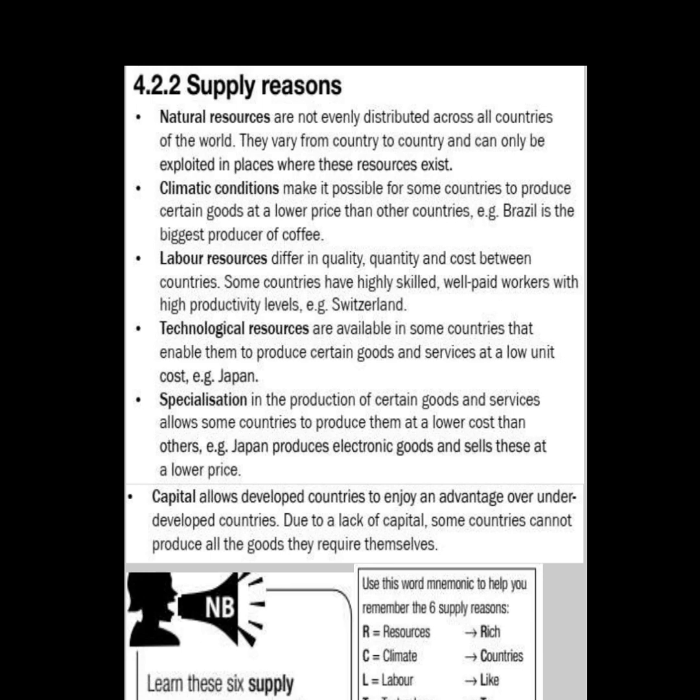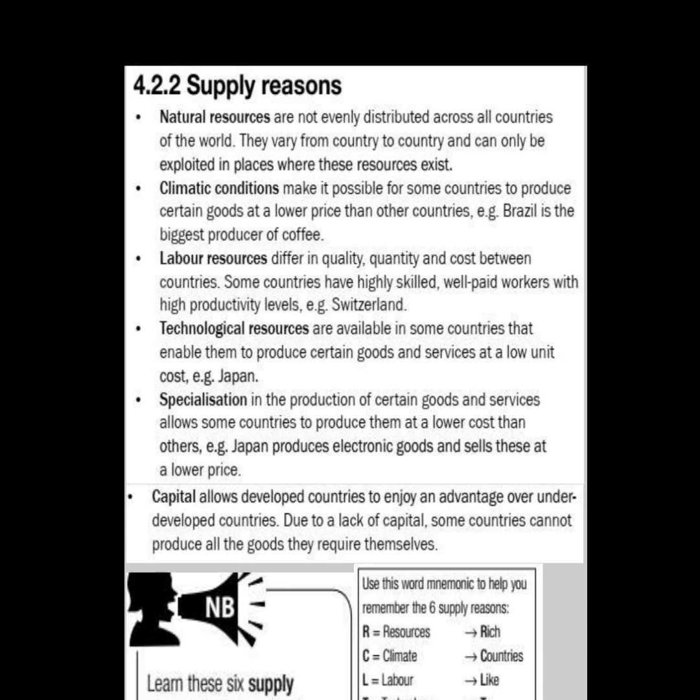It can be possible for other countries to produce certain goods at a lower price than other countries. E.g., Brazil is the largest producer of coffee. Brazil has a lot of coffee, so they can produce it at a lower price because of their climate conditions. We can't produce coffee at a lower price because our climate conditions don't benefit us.